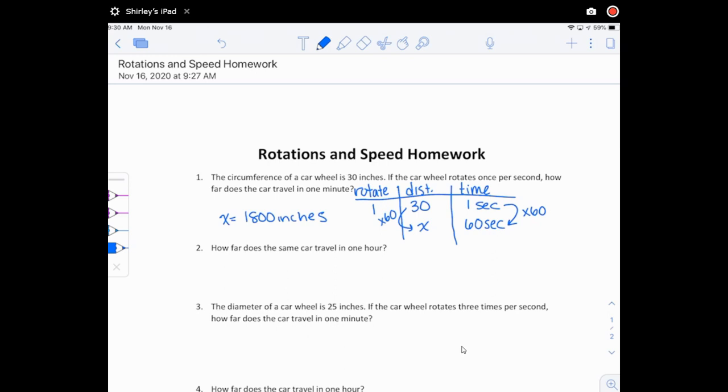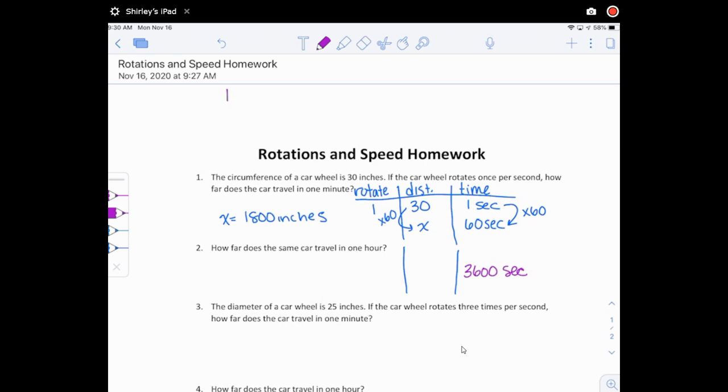How far does the same car travel in 1 hour? So let's change colors here to make it easier. So I'm going to extend the table down to continue here. I'm looking for how far it travels in 1 hour. Again, I'm in terms of seconds. So I know that there are 3,600 seconds in an hour. Again, because this is all coming from what we wrote down, and I guess now that I'm thinking about it, I'll write it up here.